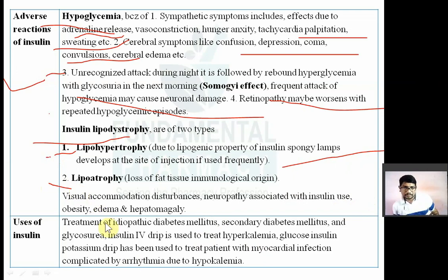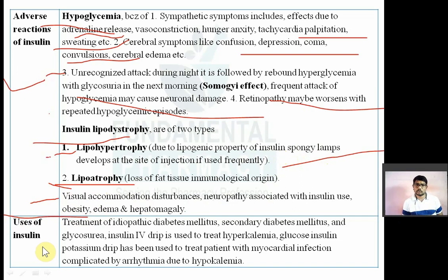Lipoatrophy means loss of fatty tissue of immunological origin, for example loss of lymphatic tissue at the site of injection. That is lipoatrophy. Then there are visual accommodation disturbances, and neuropathy is associated with insulin use. Then obesity, edema, and hepatomegaly. These are the adverse effects of insulin.